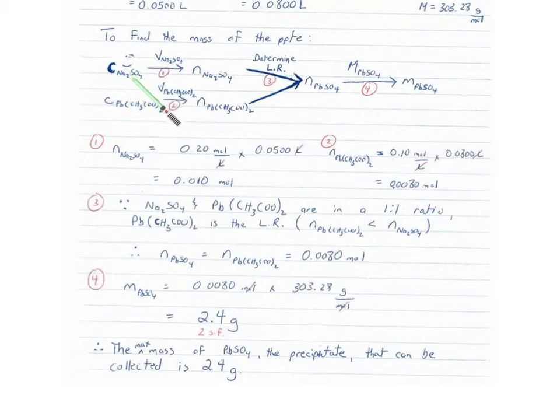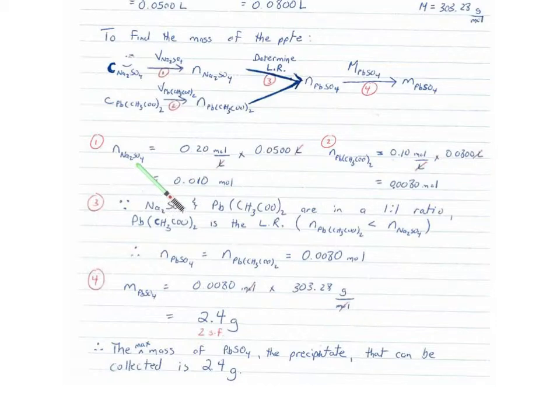I start with the concentrations of each, and I need to find the number of moles of each. The reason why I have to convert to moles is because, in order to find the number of moles of my precipitate, the lead(II) sulfate, I need to determine which one of my reactants is the limiting reactant. Once I determine the limiting reactant, then I can get the number of moles of PbSO4 that would be formed, and then use that molar mass value that I indicated up here to find the mass of PbSO4. Number one is laid out here.